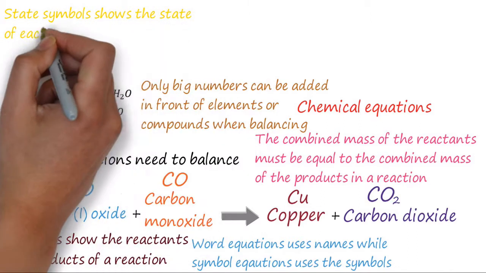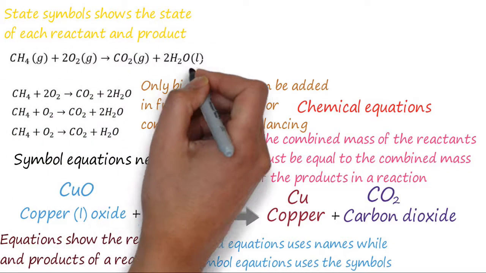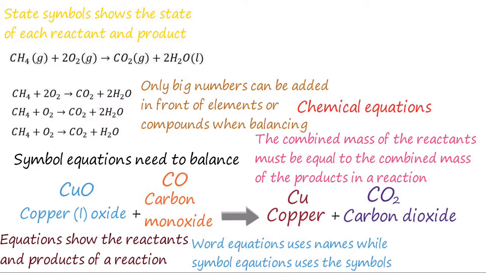A balanced symbol equation must also include state symbols. These show the state of each reactant and product. The states are (s) for solid, (l) for liquid, (g) for gas, or (aq) for aqueous solution. This means dissolved in water. For the combustion of methane, the states are as follows.